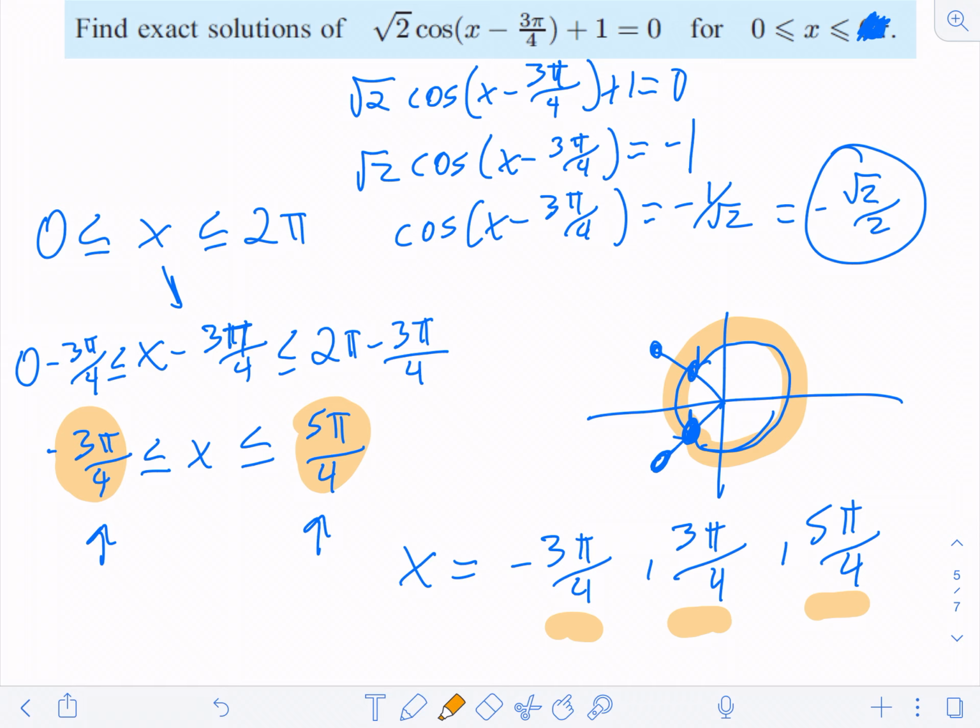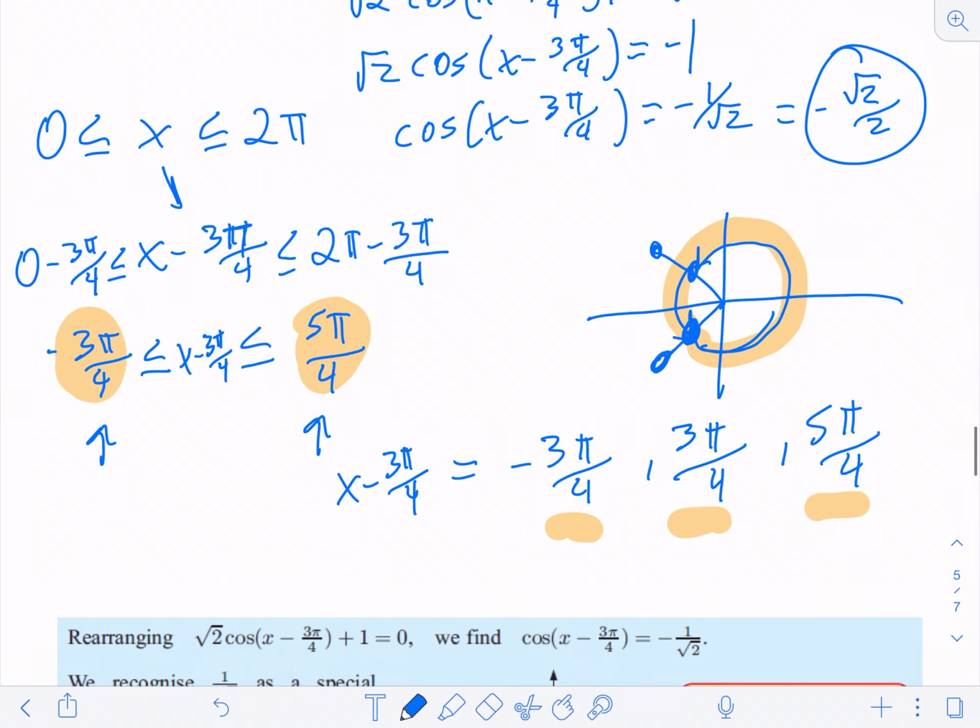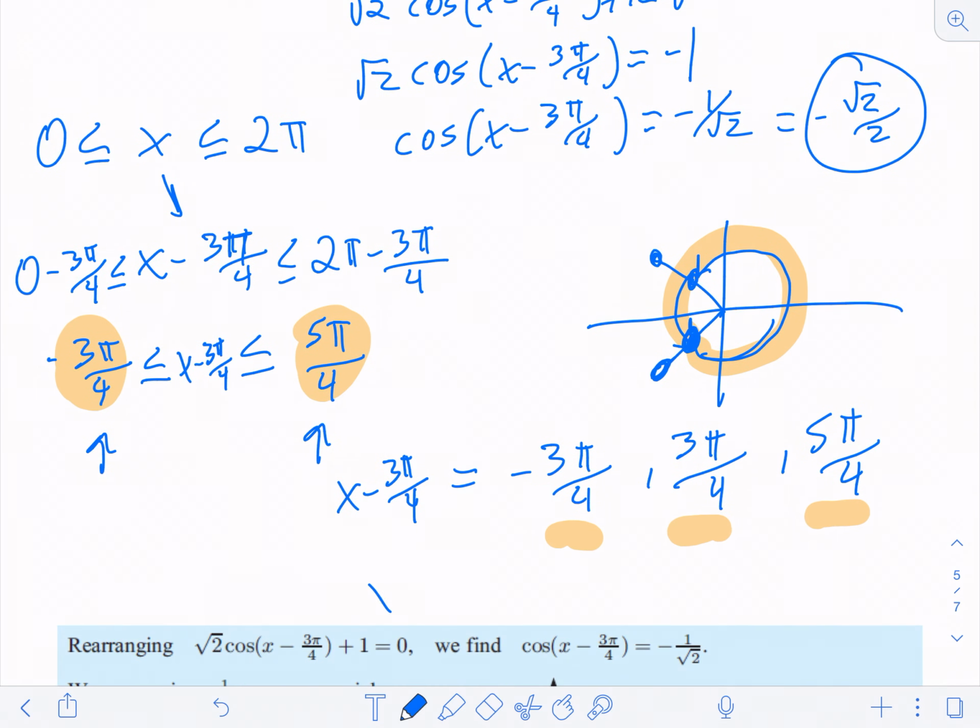But remember, whoops, I drew something wrong here. This should still say x minus 3 pi over 4. So those values of x that I found, it wasn't really x, right? That was x minus 3 pi over 4. So now I have to add 3 pi over 4 to each one of those. And what am I going to get? I'm going to get a 0.